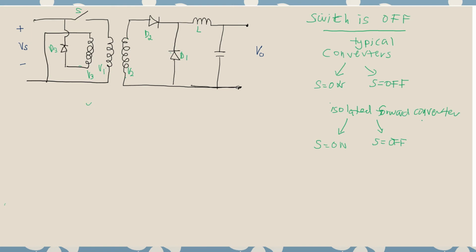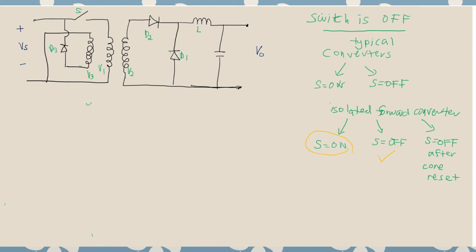And you have another one. Okay, this one is called S off, but after the core reset. Okay, so this is special, just for the isolated converter. So you have three states. Okay, so we have done S on, and now we are doing the S off. So let's do S off first.